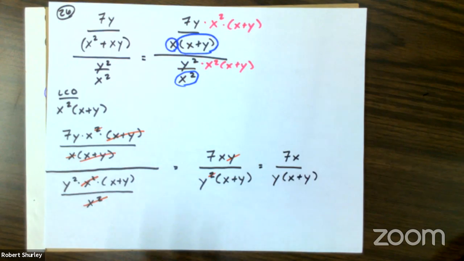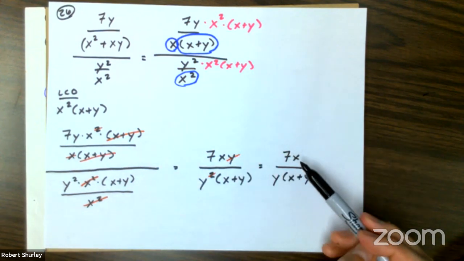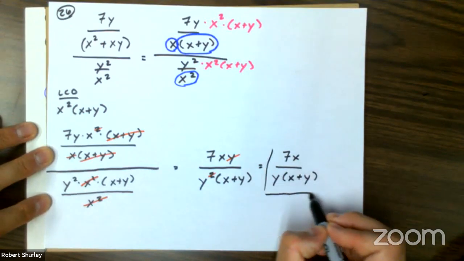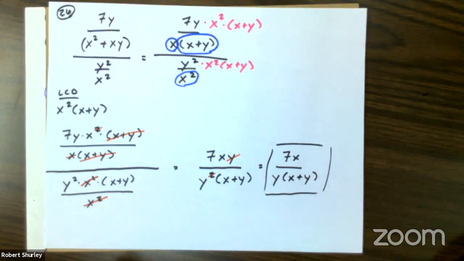And now look, can we cancel anything else? We have 4 factors here. None of them are the same. A 7, an x, a y, and an x plus y. They're all different, so there's no way we could cancel anything, okay? We are done.